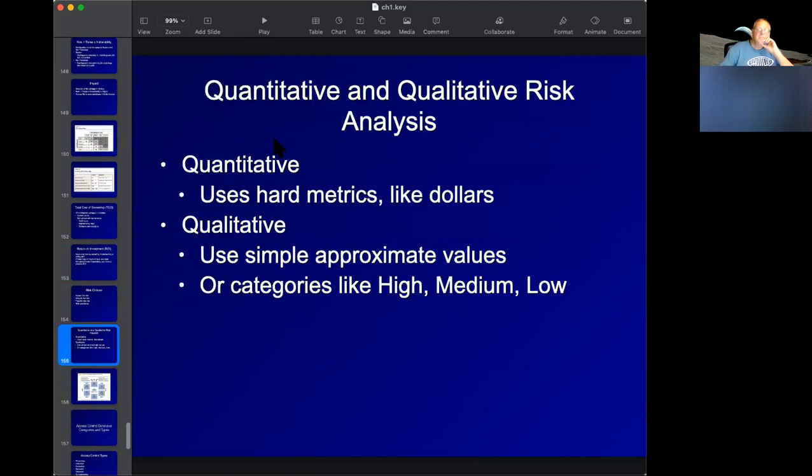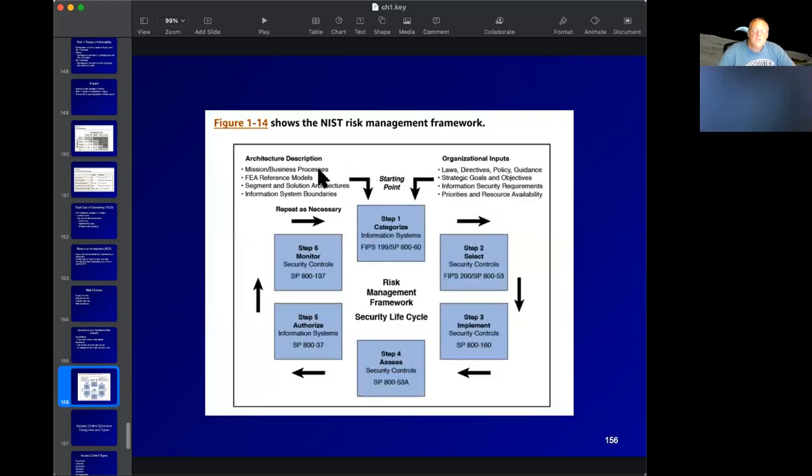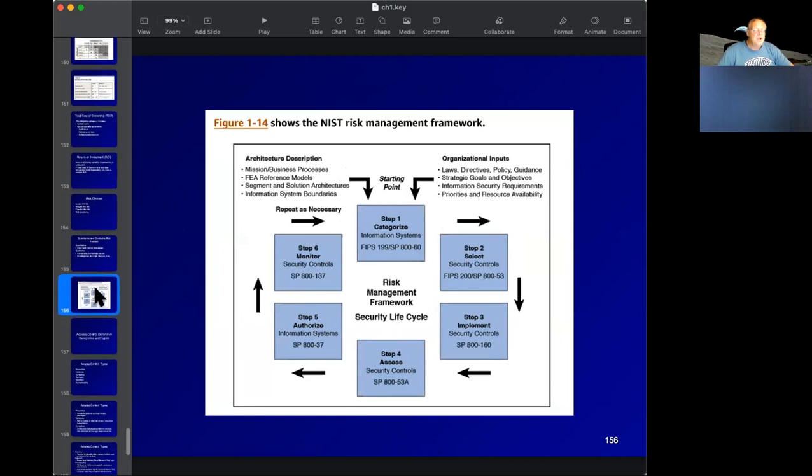Anyway, so quantitative measures boil it all down to dollars. Qualitative just approximates it as high, medium, and low, which is by far the more common situation. So there's a NIST risk management framework where you can monitor things, categorize them, detect them, implement them, assess, authorize, and go around a circle as always. They all have the same general structure.